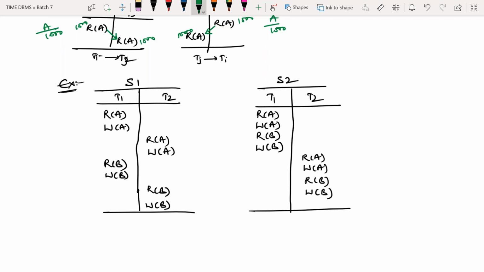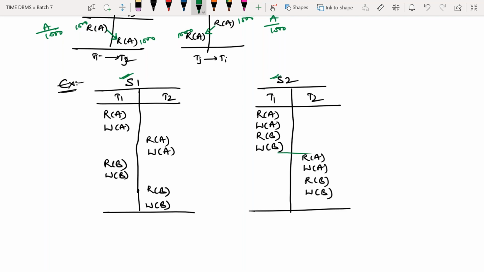Now look. First, you see what the conflict operations are in the concurrent schedule, and what the conflict operations are in the serial schedule. If both are the same, then we can say the concurrent schedule is conflict serializable to serial schedule S2. S1 is concurrent, S2 is serial. Why? Because T2 started after T1 finished, which means it is a serial schedule.